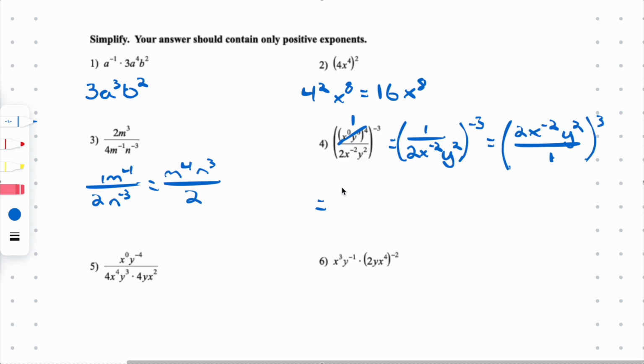So 2 cubed is going to be 8. We are raising a power to a power in these two terms. So we have x to the -2nd to the 3rd power. We do -2 times 3, and we get x to the -6th power. We do y squared to the 3rd power, so we do 2 times 3. That gives us y to the 6th over 1. So in this case, we have a negative exponent, so we want to get rid of that by moving that x to the -6th power down here.